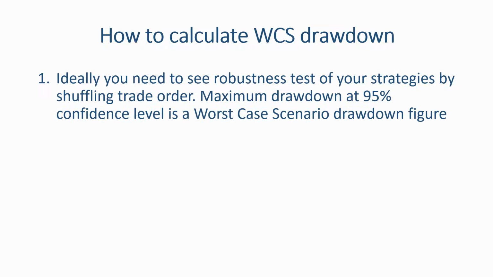automated. So the first thing is that ideally you need to see a robustness test of your strategies by shuffling trade order. And when you get the result, there will be a table, and it will show maximum drawdown at 95% confidence level. And this is usually the worst case scenario drawdown figure. Now, if you don't understand anything I'm talking about, let me show you a quick example.